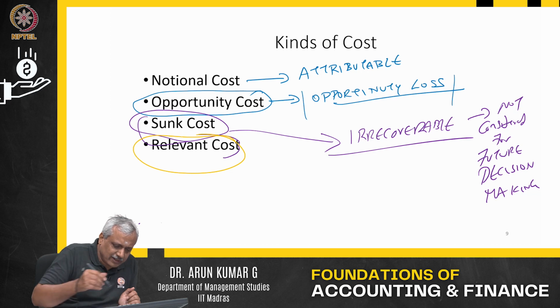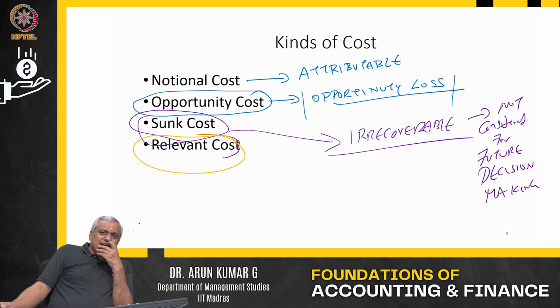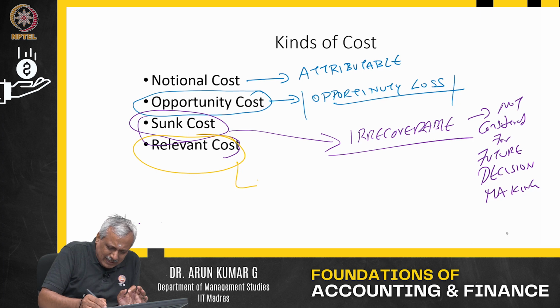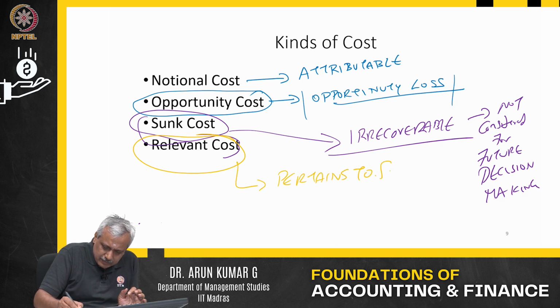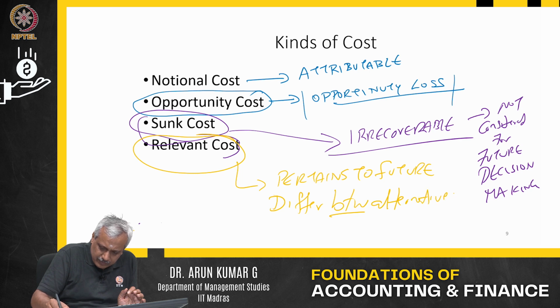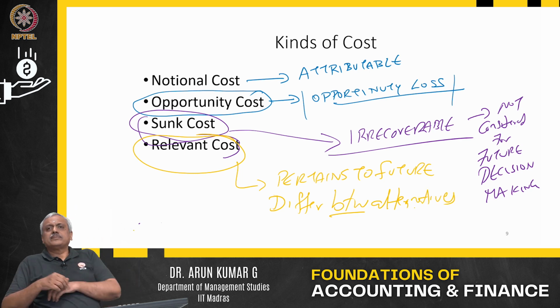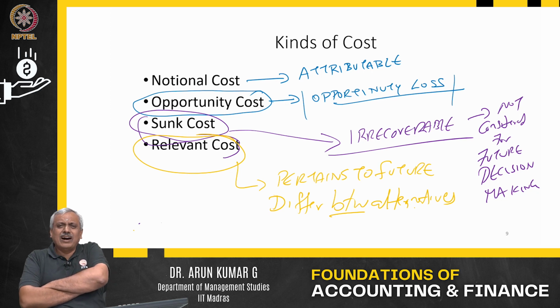Let me see what is relevant cost. Relevant cost, first, pertains to the future. And it must differ between alternatives. It must pertain to the future, it must differ between alternatives.